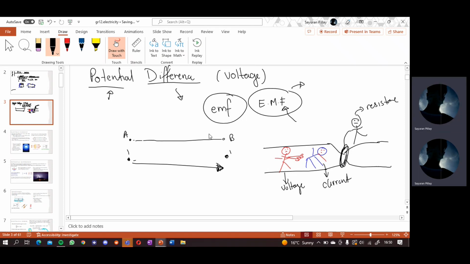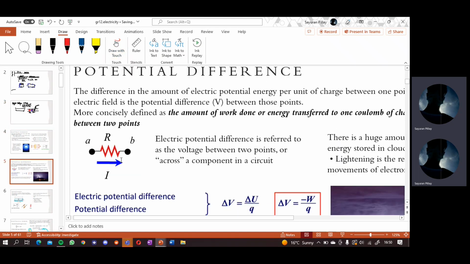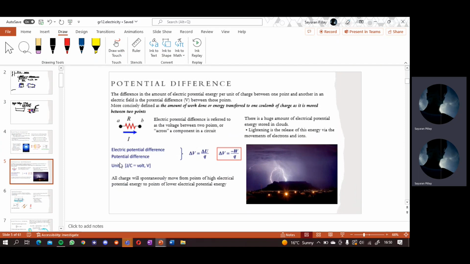Now, we spoke about what voltage is. Let's look at our nice pictures that I put for you. Yep, there we go. This is your formal definition that you'll use. The amount of work done or energy transferred from 1 coulomb of charge to 1 coulomb of charge as it moves between 2 points. You will learn that, you'll study that, and you'll regurgitate that in your exam, right?